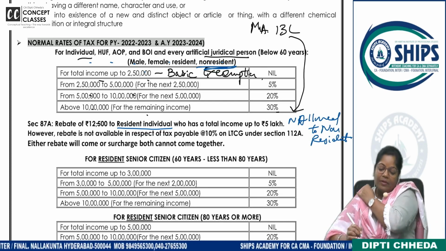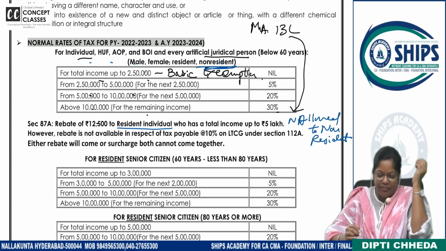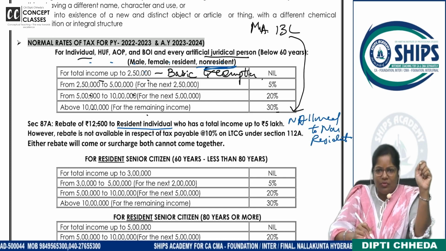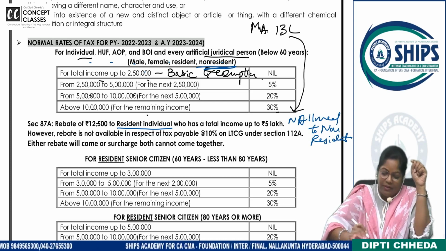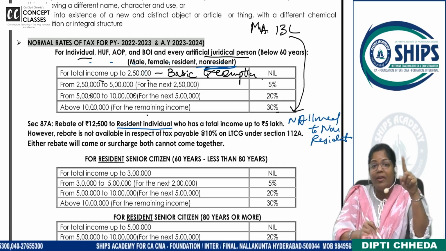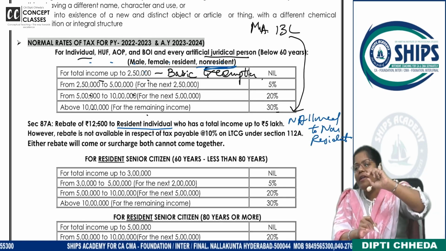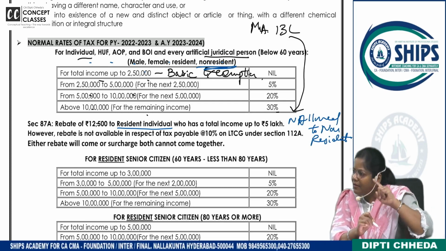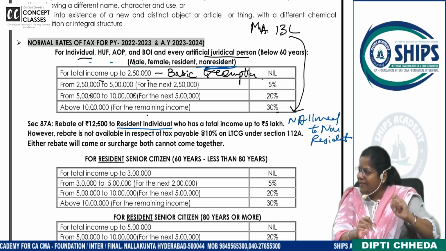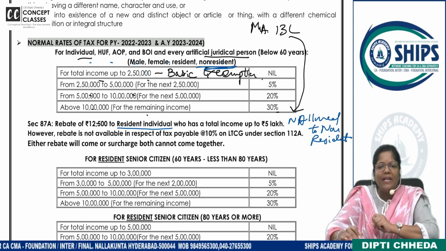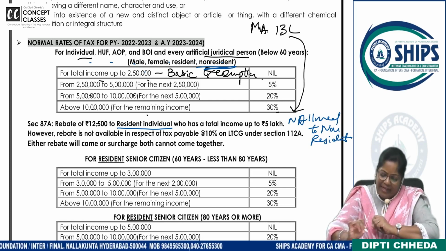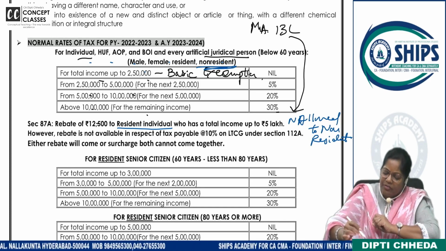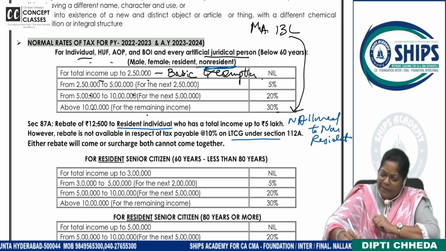Chalo. So, rebate is given to whom, dear students? Resident individual. Only individual. See, we are calculating slab rate for HUF, AOP. There's a Hindu undivided family and their income is 4,30,000. Will they get a rebate? It is given to whom? Resident individual, who has total income up to how much? 5 lakhs.